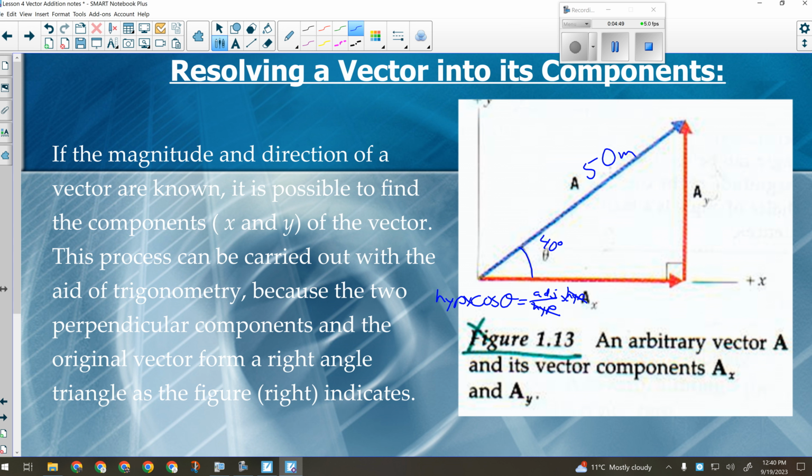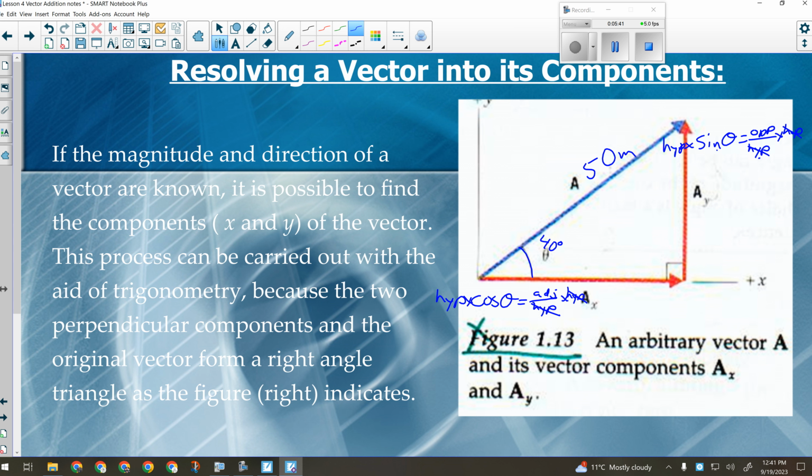How would I go about calculating AY? Which side is AY? Adjacent, opposite, or hypotenuse? It's the opposite side, yeah. It's not touching the angle. What trig function do I use if I am trying to find the opposite side and I know the hypotenuse and the angle? Sine. Sine is opposite over hypotenuse. So if I wanted to get this side here, I keep in mind that the sine of theta equals the opposite side divided by the hypotenuse. Since I know the hypotenuse is 50 meters and theta is 40 degrees, do the same thing: multiply both sides by the hypotenuse, and I'm calculating my opposite side.